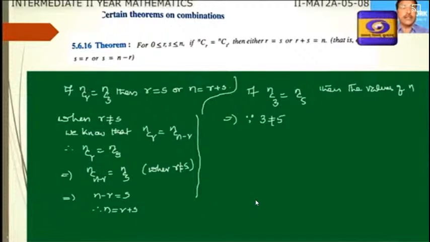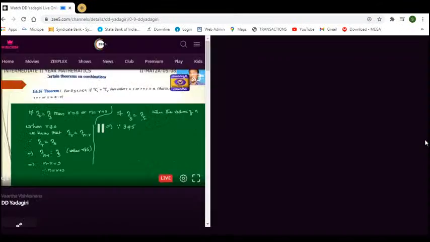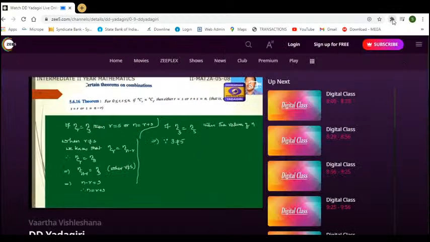So here, when nCr is equal to nCs, then r is equal to s. If r is not equal to s, then certainly n is equal to r plus s. So in this example, nC3 is equal to nC5, and since 3 is not equal to 5, definitely n is equal to 3 plus 5 is equal to 8. So n is equal to 8. So this is one important formula. When nCr is equal to nCs, either r is equal to s or n is equal to r plus s. This is one important formula of combinations.